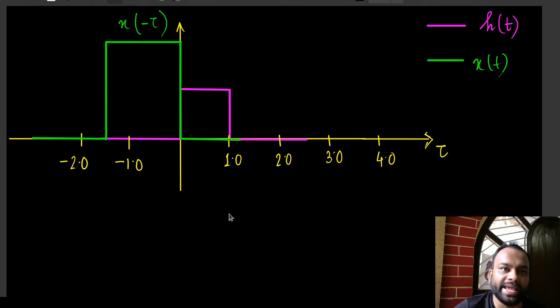So there is no common area. If I do the product multiplication, they end up being 0. Please let me know if you understood this.